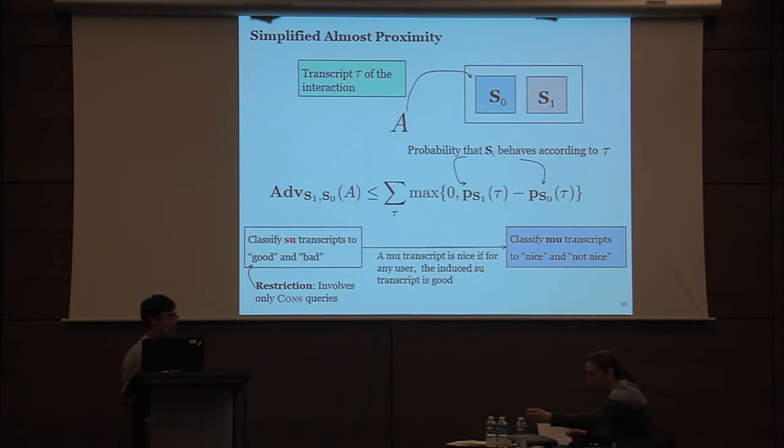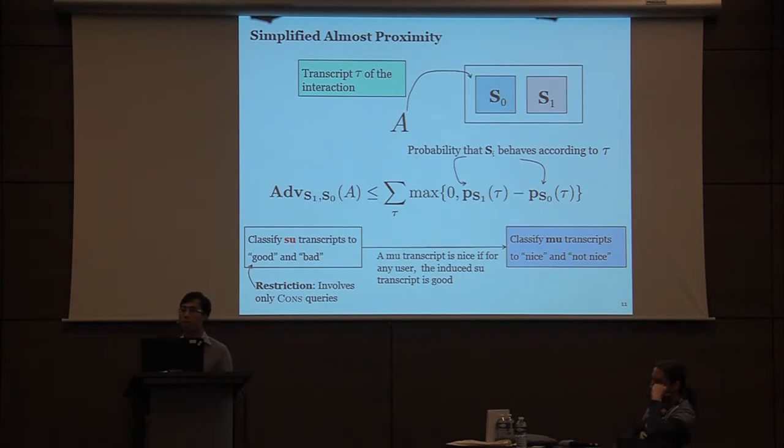When the adversary interacts with the two systems, its queries and answers are recorded in a transcript tau. So the advantage of the adversary is at most the statistical distance between the distributions of the transcripts that the two systems produce. To bound this statistical distance, we classify the single-user transcripts into good and bad ones. This classification, however, involves only construction queries. That is, if two transcripts have the same construction queries and answers, then either both of them are good or both of them are bad.